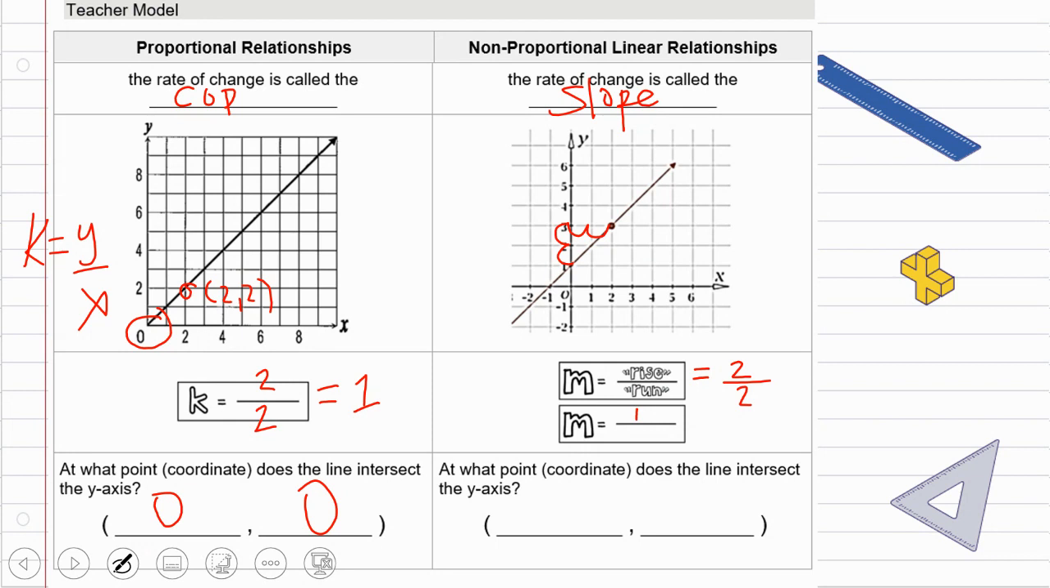Now, at what point does the line intersect or cross the y-axis? The line crosses the y-axis right here at 0, 1. If it were proportional, it would go through the origin. Because it's not, it's going to have a y-intercept.